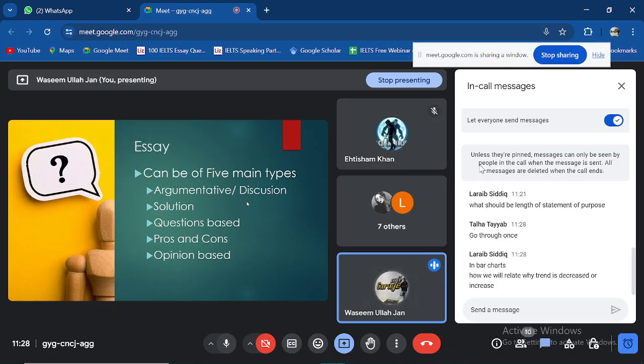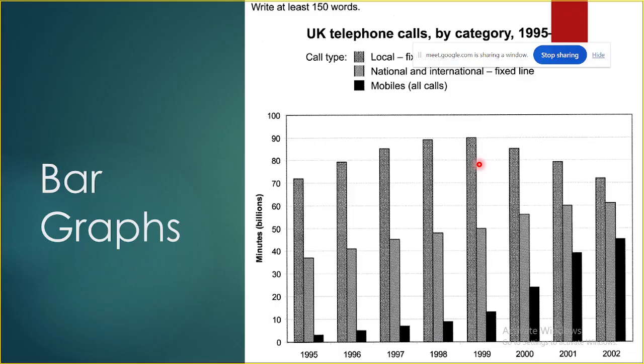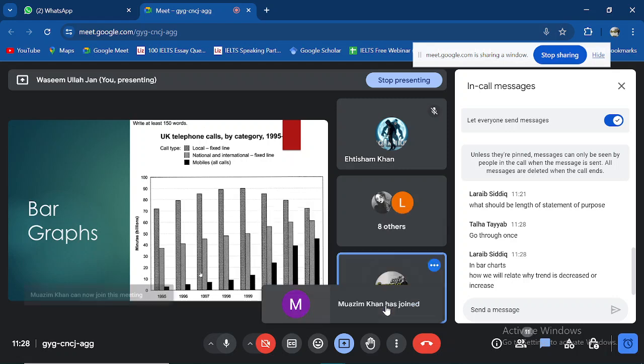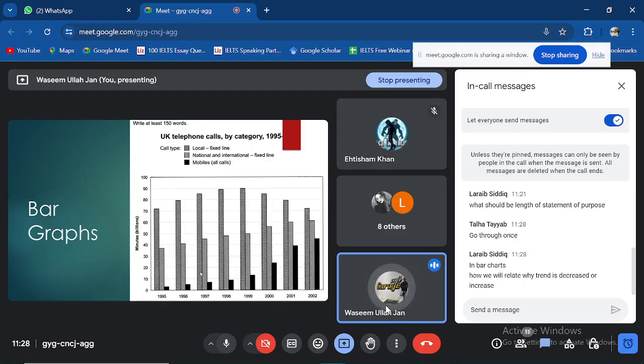Okay, Larid, if you look at this bar chart given to you, you can see from 1995 the minutes of local fixed line was increasing up till 1999. After that it started decreasing. However, if you look at national and international fixed lines and mobile phone lines or bars, you can see that they are upward, like they are increasing by year. So you can say that yes, they are increasing, or they are following the positive trend or the increasing trend. You have to look at the figure.